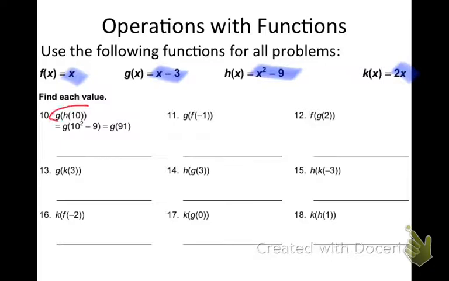So for instance here, I have g of h of 10. Well, what happens here is I'm going to take this 10 and I plug it into my h function, which they kind of did below there. 10 squared is 100. 100 minus 9 gets me 91. So then I get 91. I then take that answer and I plug it into my next function. So I get g of 91. So I take 91 and plug it into my g function. What's 91 minus 3? 88. The answer to number 10 is 88.